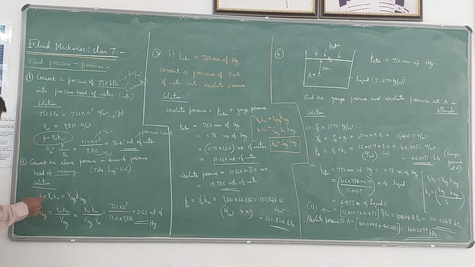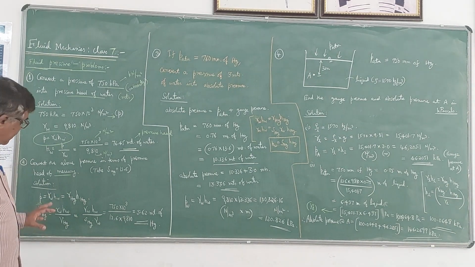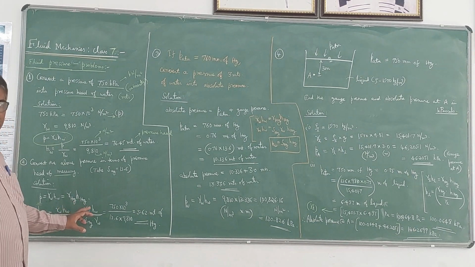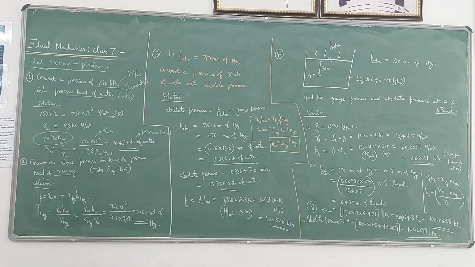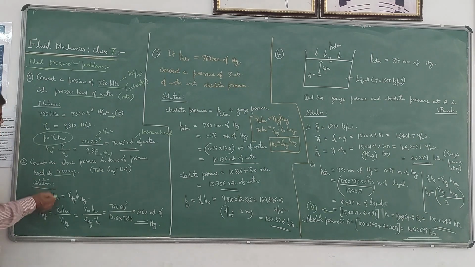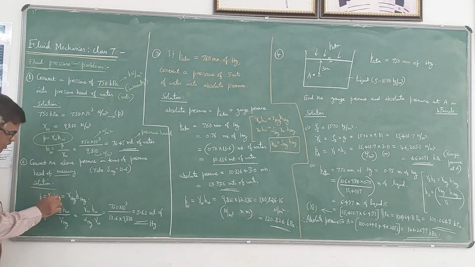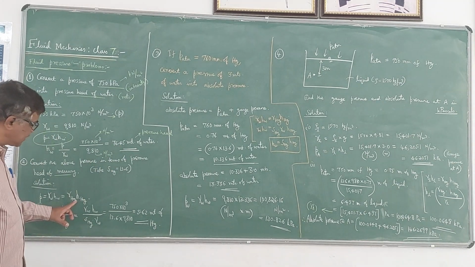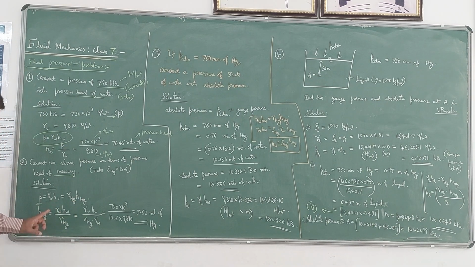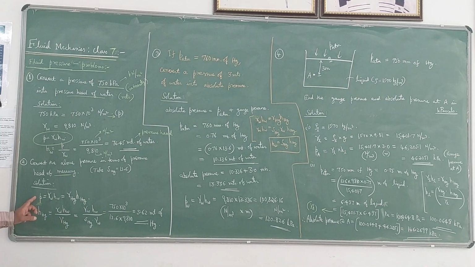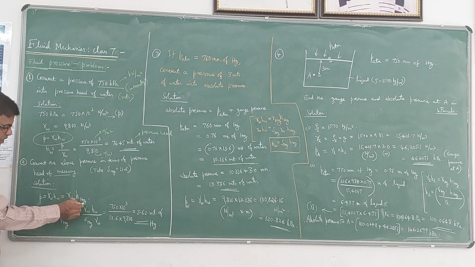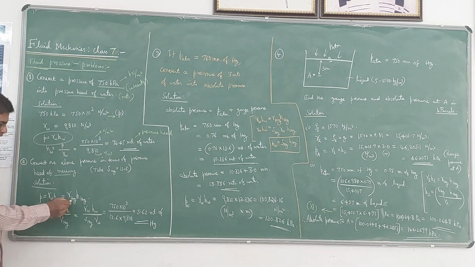So the thing is, we know that P is equal to gamma H, so it can be gamma W HW or it can be gamma Hg HHg, that is mercury. Now here, you know this relation, you know the value of gamma W, you know the value of HW. This should be converted in terms of pressure head of mercury, so HHg is unknown here. So therefore HHg according to this equation, it is P divided by gamma Hg.